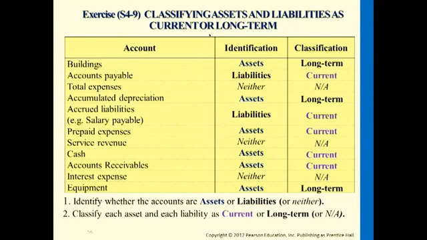Okay, so these are the identification and classification, whether it's long-term or current. Just make sure that you understand the ones that do not fall under either one of them. Okay, total expenses, service revenue, interest expense. And from the responses I heard, prepaid expenses, make sure you understand this. It's an asset account, and it's a current asset account. And also the other one, accrued liabilities. Accrued liabilities is also short-term.